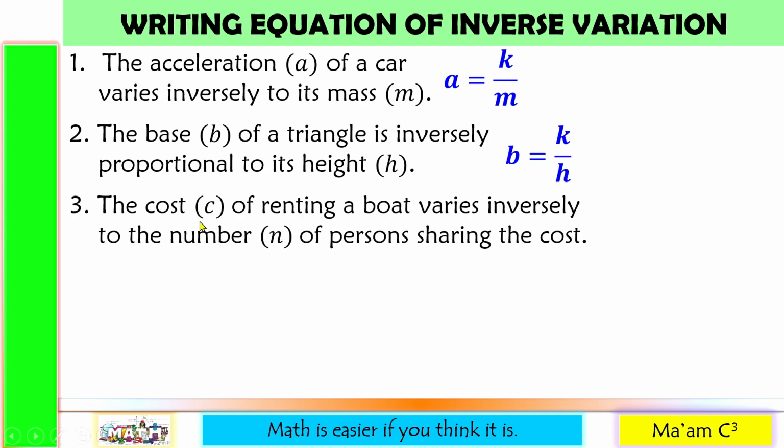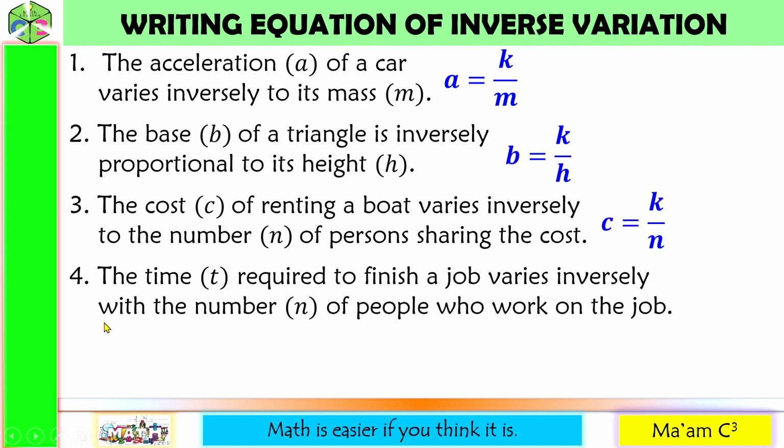Next one, the cost c of renting a boat varies inversely to the number n of persons sharing the cost, assuming that they will all share the same amount. So c is equal to k over n. Next one, the time t required to finish a job varies inversely with the number n of people who work on the job, assuming again that they will do the same amount of work. So t is equal to k over n.